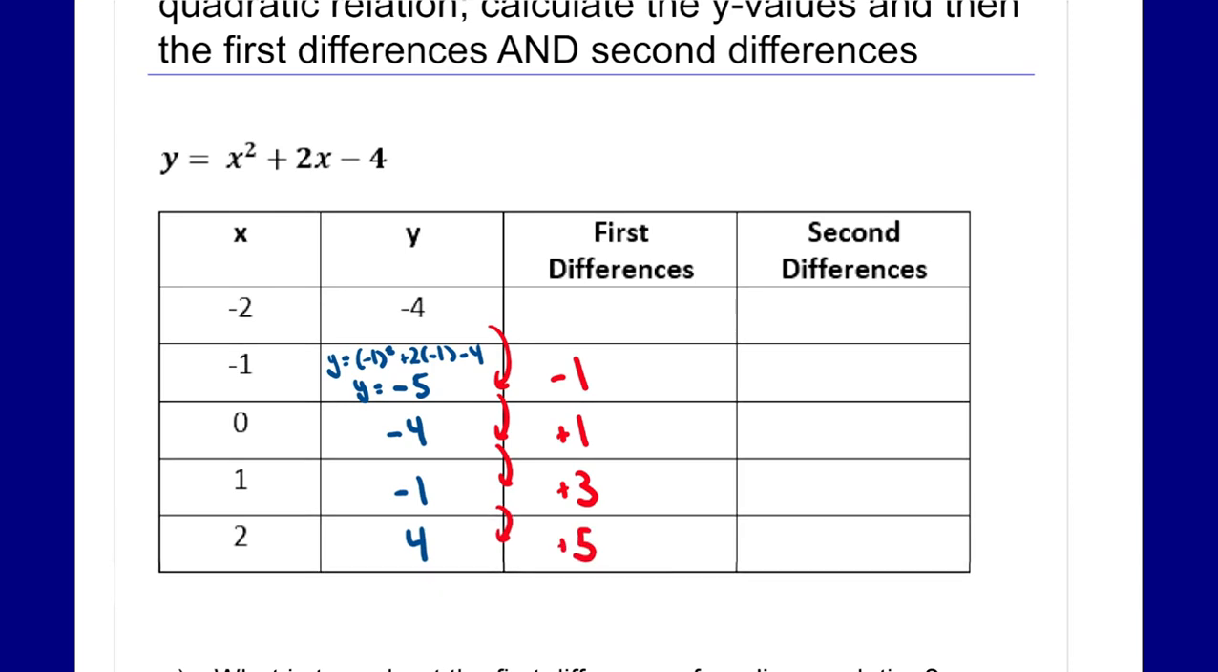I'm going to do the same thing for the second differences, except instead of looking at the y values, I'm going to look at the first differences. So I'm doing the exact same thing, except I'm looking at the first differences. From -1 to +1, that's an increase of 2. From 1 to 3, that's an increase of 2. From 3 to 5, that's an increase of 2.